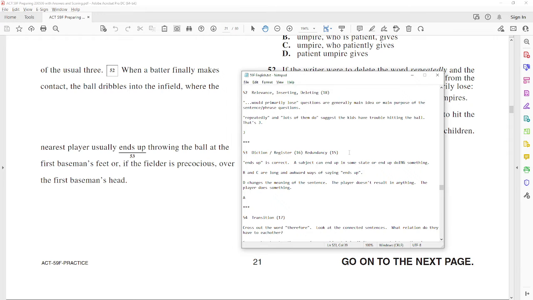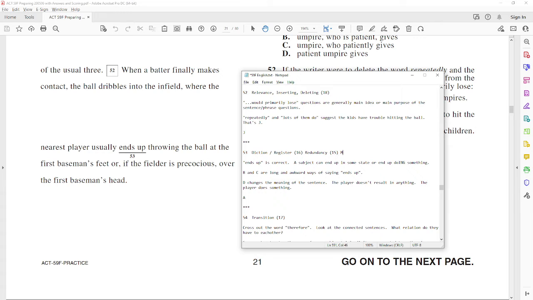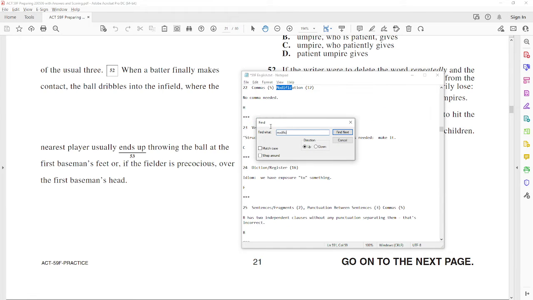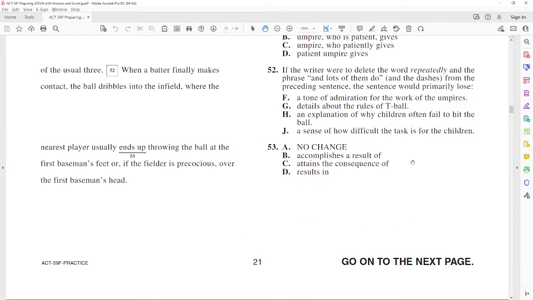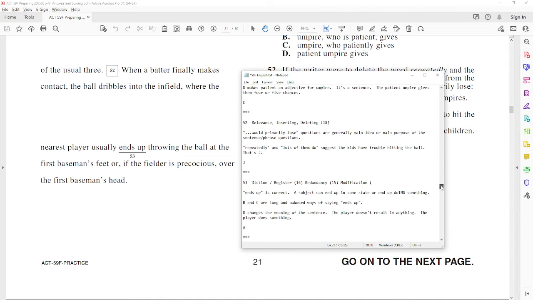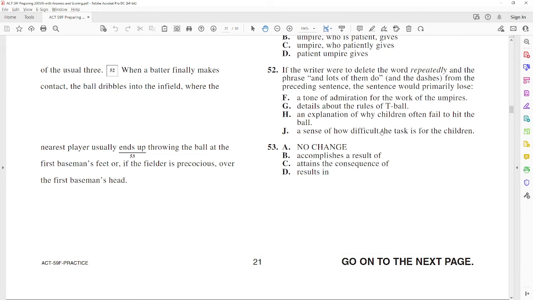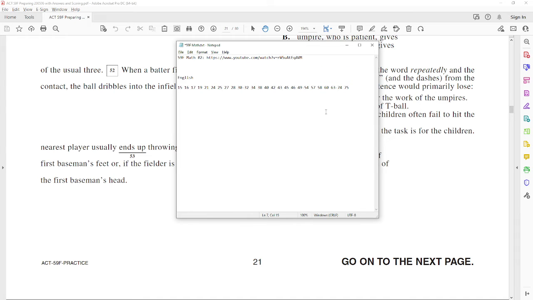Boy, what does that have to be? That has to be modification. What chapter is that? Well, I'll figure it out later. Pardon me because I have to find modification. Modification is chapter 12. And this is number 53. If I don't fix it now, I'll forget to fix it. And that will be very bad. 53 has to do with modification. All right, so the answer is A. Ends up is fine. Fine as it is. All right, we also have to do 54.